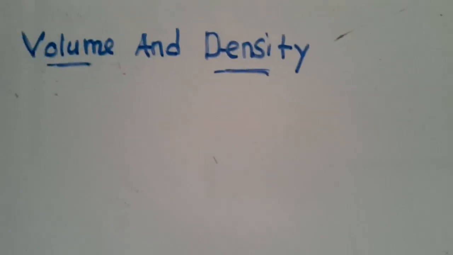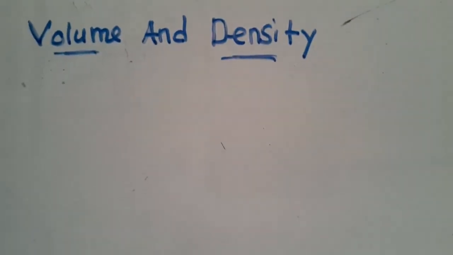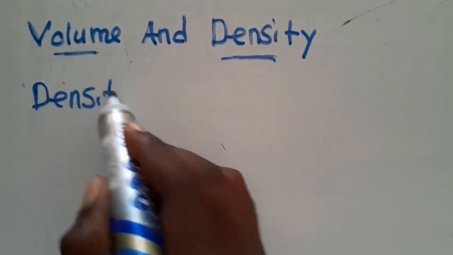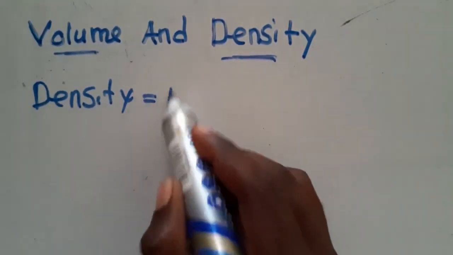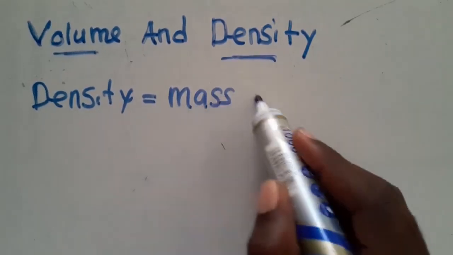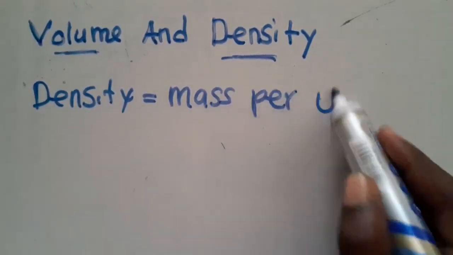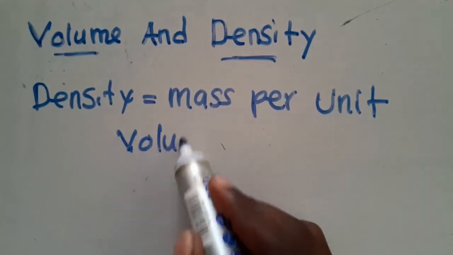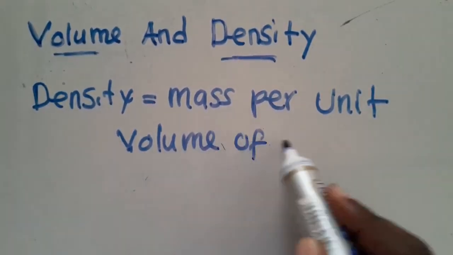We look at density. I've talked so much on volume, so we look at density now. What is density? Density is mass per unit volume of a substance.